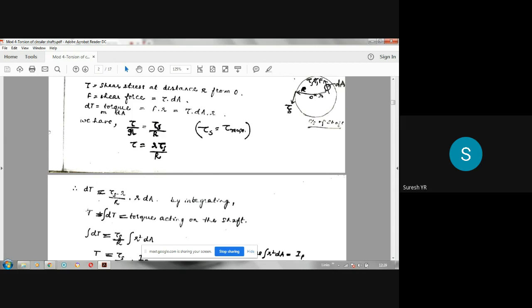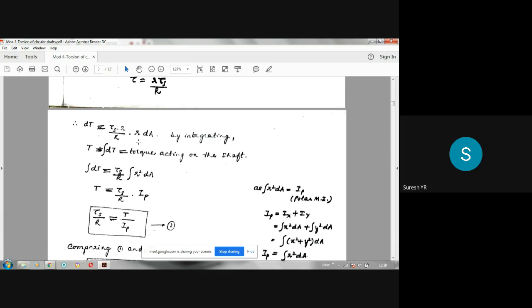So if you integrate this, what will you get? You will get T here. So dT is the torque over the smaller area. Capital T is the torque over the entire area, the total area, that is A. If A is the total area, capital T is the torque acting over the total area, which is nothing but the integral of this, the torque acting on the entire shaft. So if you integrate this, integral dT is equal to tau s divided by capital R into integral r square dA. Because here tau s and R, the maximum shear stress and radius, are constants, you can take them outside. So integral r square dA.